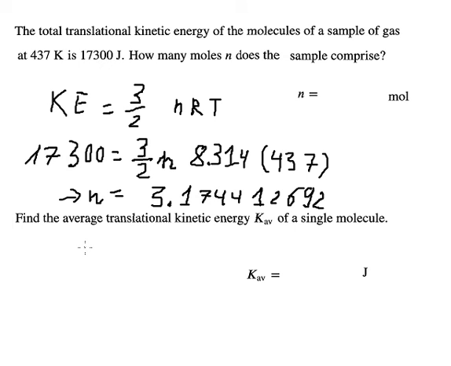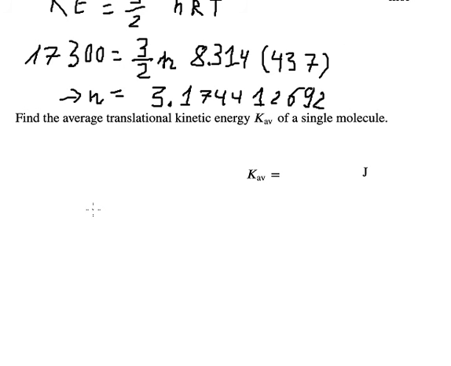Question number 2, we want to find the average translational kinetic energy for one single molecule. So the formula of this one we have like this. That should be the total translational kinetic energy, we divide by n, that's the moles in here, and we multiply by Avogadro's number.